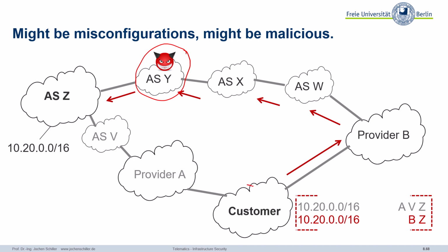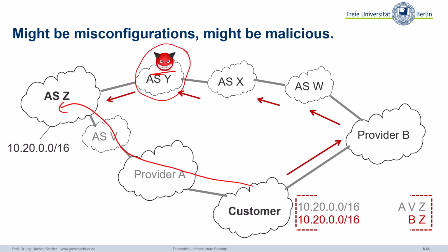Originally, this traffic went through A, V to C, and this bad guy never saw the traffic. But by this announcement from B, we have a shorter path that will lead us the upper way, and now this malicious guy can, for example, read the traffic. This could be a misconfiguration, which happens quite often. Could be malicious. So with or without intent.